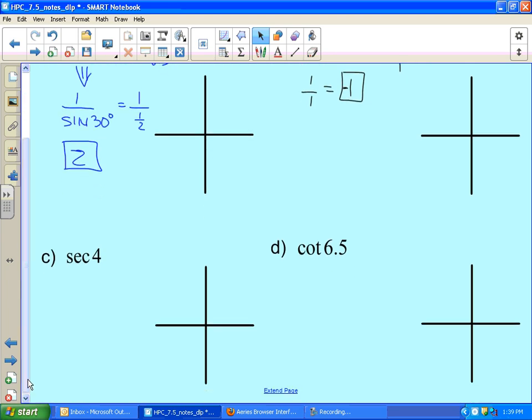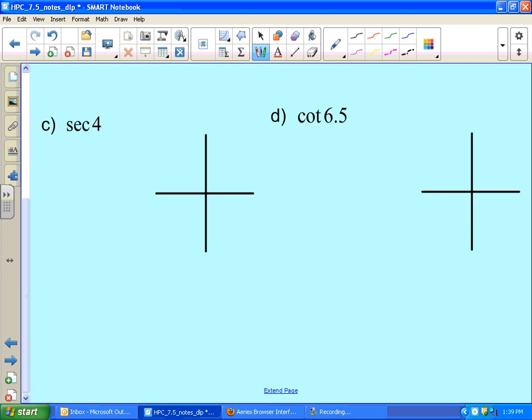Now these next two would be calculator problems. Secant of 4, is this in degrees or radians? Yeah, remember there's no degree symbol, so we're talking about radians. So secant of 4, cotangent of 6.5. Secant is the reciprocal of a cosine. So again, what's one way you could do this? One way is to go 1 over the cosine, making sure my calculator is in radian mode, 1 over the cosine of 4. Or just take the cosine of 4 and then write it as a reciprocal.